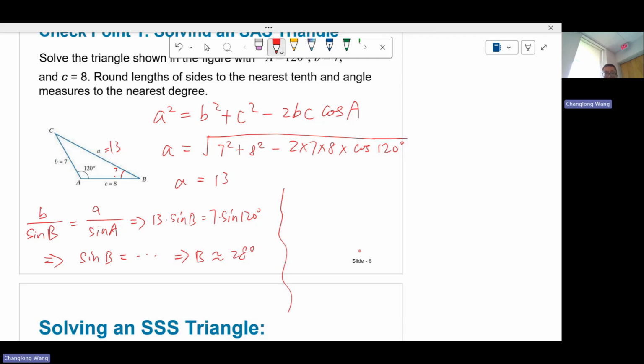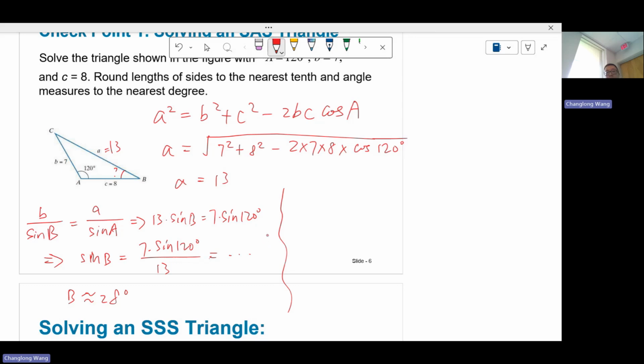You know what? Let me write it out. All right, so sine B is 7 times sine of 120 divided by 13. And this is, it is 28. That's okay. All right, B is approximately 28 degrees. Again, double check that if you get a chance.